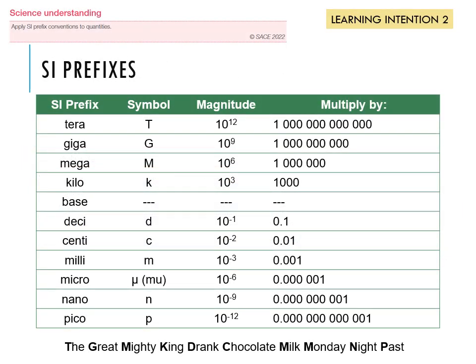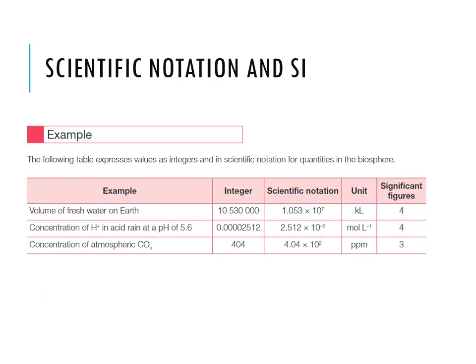So these are some SI prefixes that you'll need to know. A great way of remembering is the great mighty king drank chocolate milk Monday nights past. And here's an example of tables that express values of integers and scientific notations for quantities in the biosphere. So for example here, volume of fresh water, the integer, scientific notation, kL, significant figures of 4.